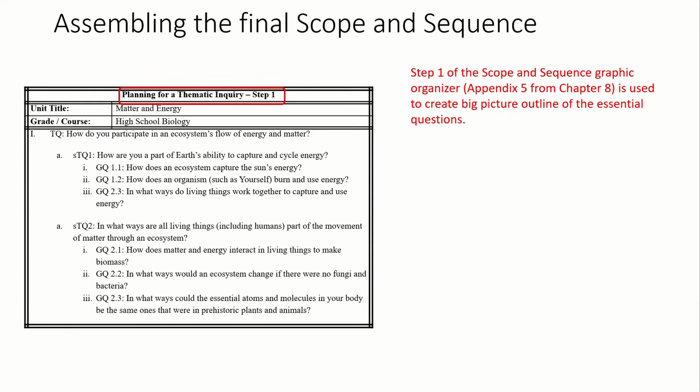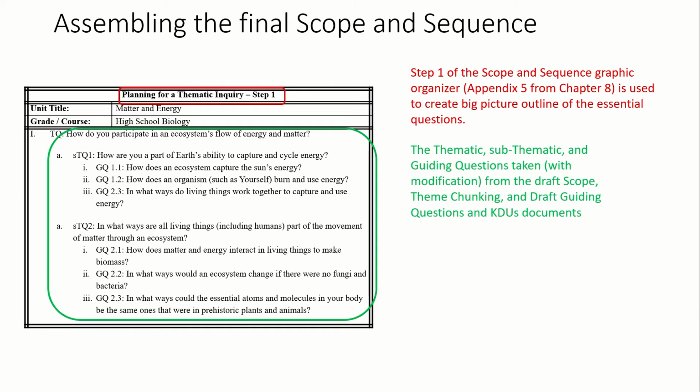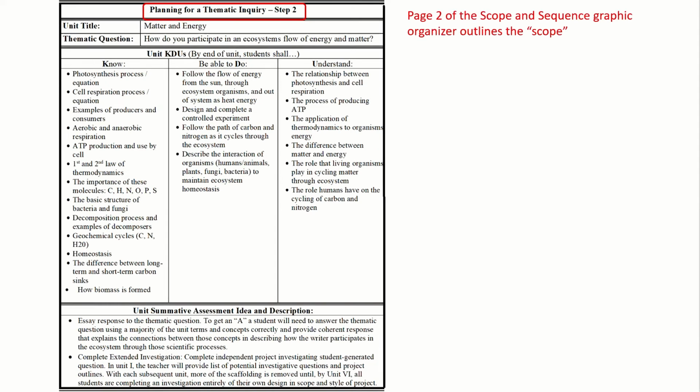The first step is to create a big picture outline of the unit to use as a reference. Therefore, step 1 is simply an outline format of the essential questions. You can see in my example, I have all 3 levels of questions: thematic, subthematic, and guiding. Also note that if you have subthematic questions, you should have at least 2. Otherwise, what's the point, since it isn't breaking the unit into smaller subunits? Step 1 provides the scope of the unit by showing the content and summative assessment of the unit.